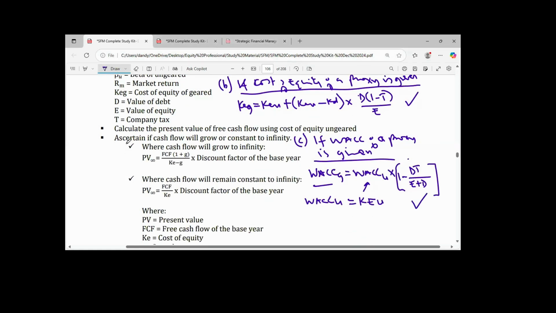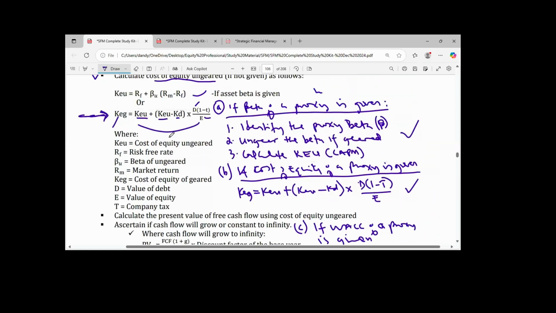Then you move to step 3, which is to calculate present value. You calculate present value of cash inflow and present value of cash outflow. Then step 4, you calculate the base case NPV.